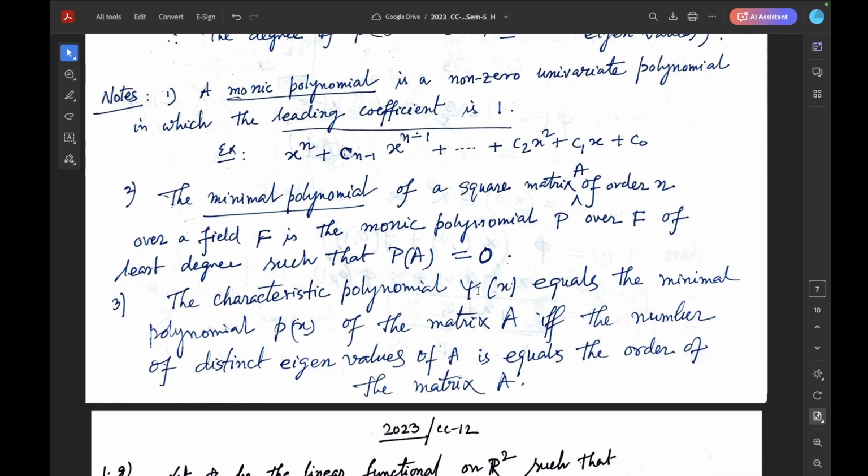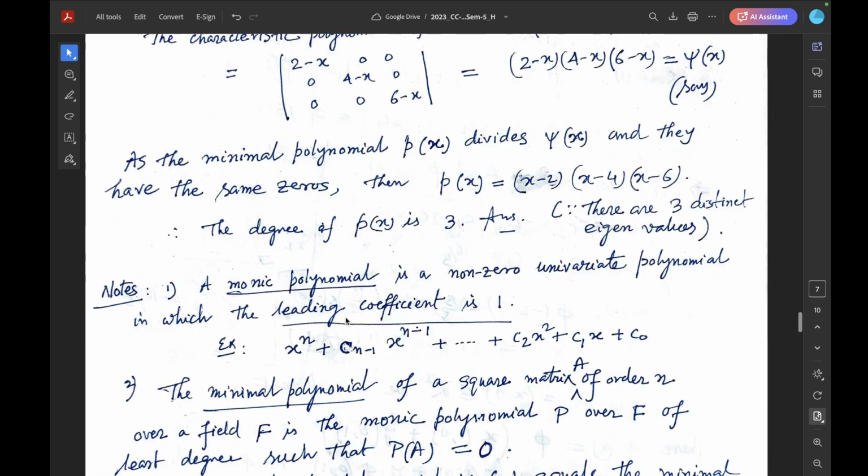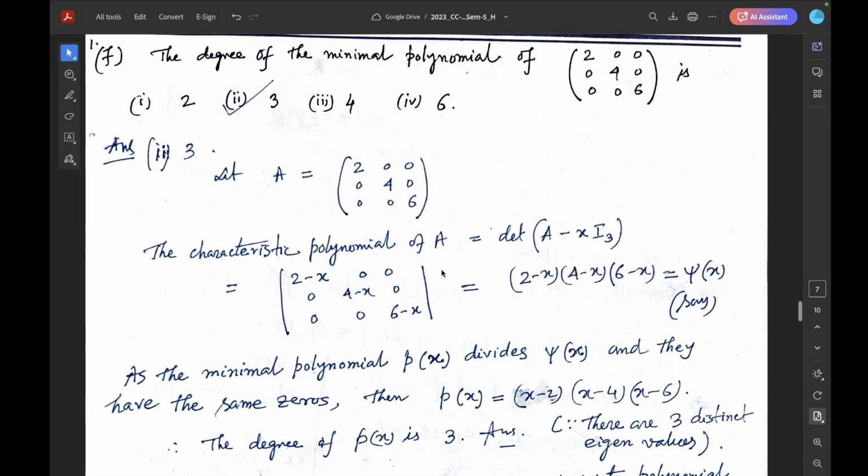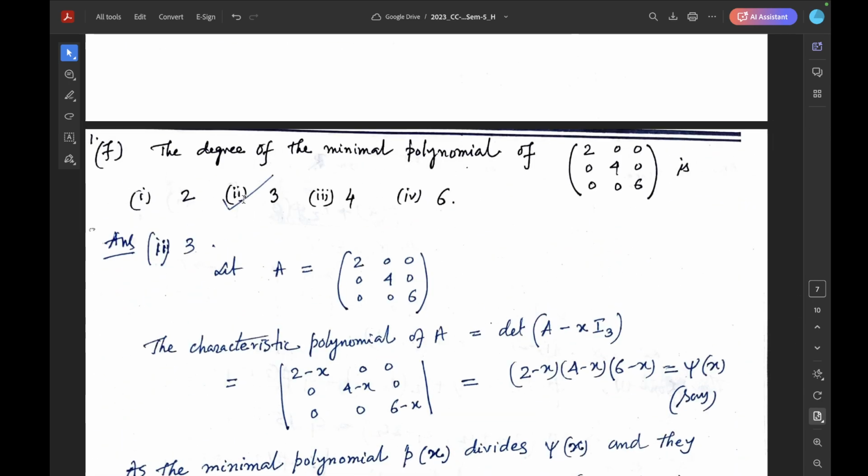And the characteristic polynomial phi(x) equals the minimal polynomial p(x) of the matrix A if and only if the number of distinct eigenvalues of A is equal to the order of the matrix. So if the number of distinct eigenvalues of A is equal to the order of the matrix, then the characteristic polynomial equals the minimal polynomial. And so here the degree of the minimal polynomial is 3, correct option is 2.